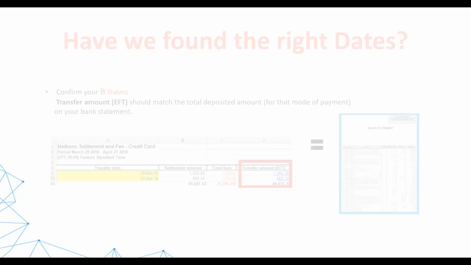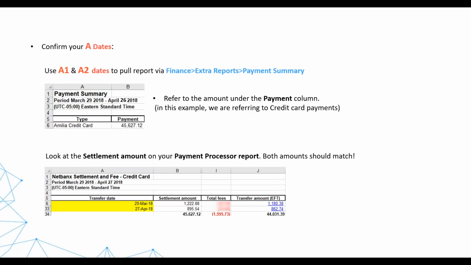Now that we've proved our B date, let's do the same thing for our A date. We'll start by going to the Finance Extra Report tab in Amilia and pulling the payment summary report using our A date range. Using the information under the payment column, you'll see a total amount of payments that were made in Amilia, and this will correspond to the settlement amount on the payment processor report. If the total amounts are the same, we can be sure that our A dates are the correct dates. Something important to note when looking at your payment summary report is to be sure that you are looking at the column that pertains to the payment type that you're reconciling. For this example, we're reconciling credit card payments, so we're sure to only look at the credit card payment column.